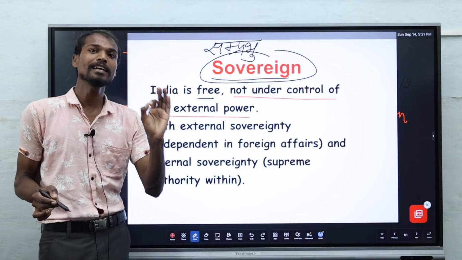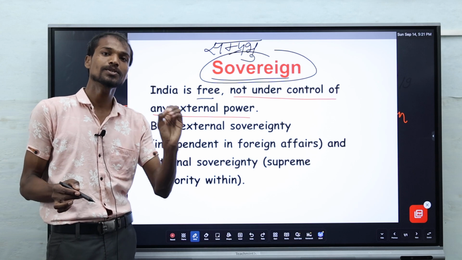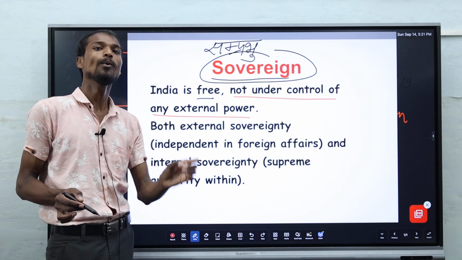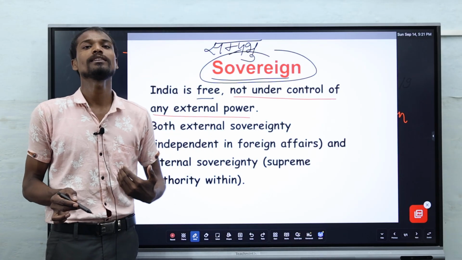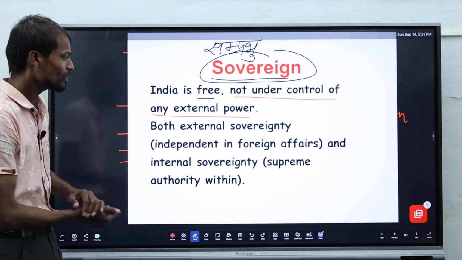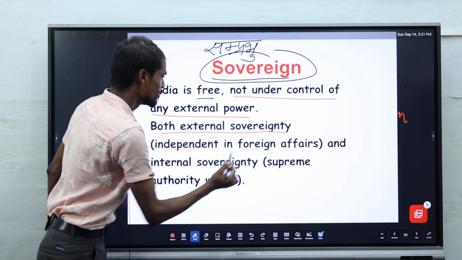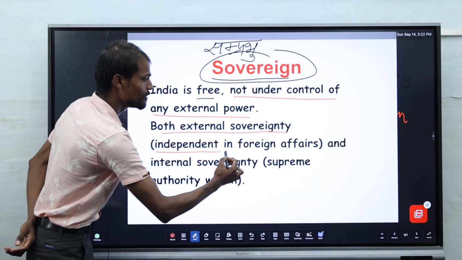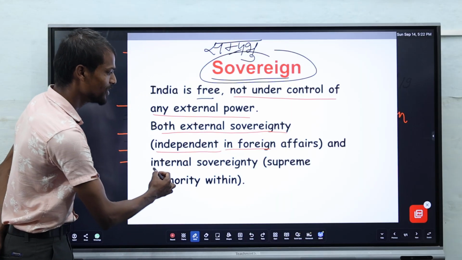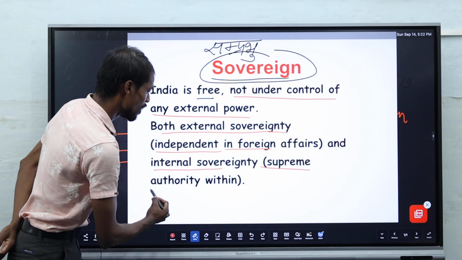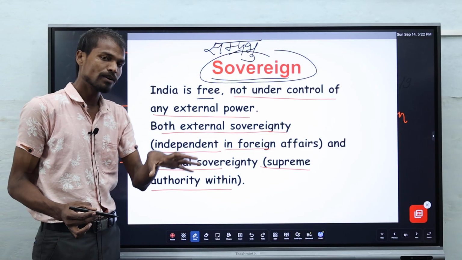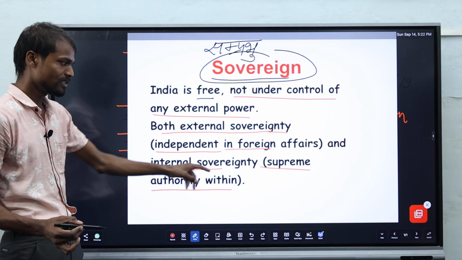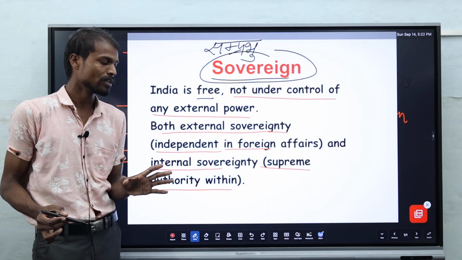It can make and implement its rules, regulations, and policy without any hurdle or pressure from internal as well as external power. So there is external sovereignty, that is independence in foreign affairs, and internal sovereignty, that is supreme authority within the country when making any rules and regulations.